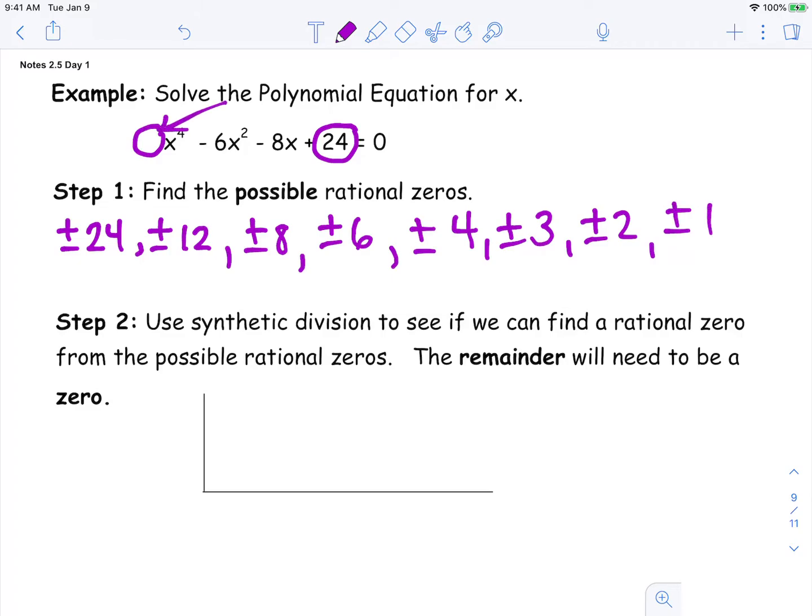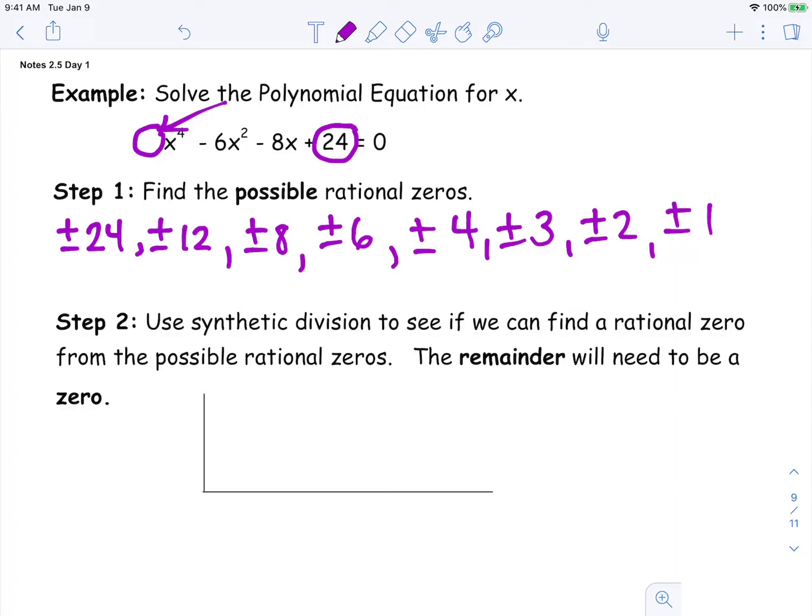Now that leading coefficient is 1, so all we're doing is dividing all of those by 1. So there's your answer for all the possible choices. We have 16 different possibilities. So we're going to go ahead and use synthetic division.